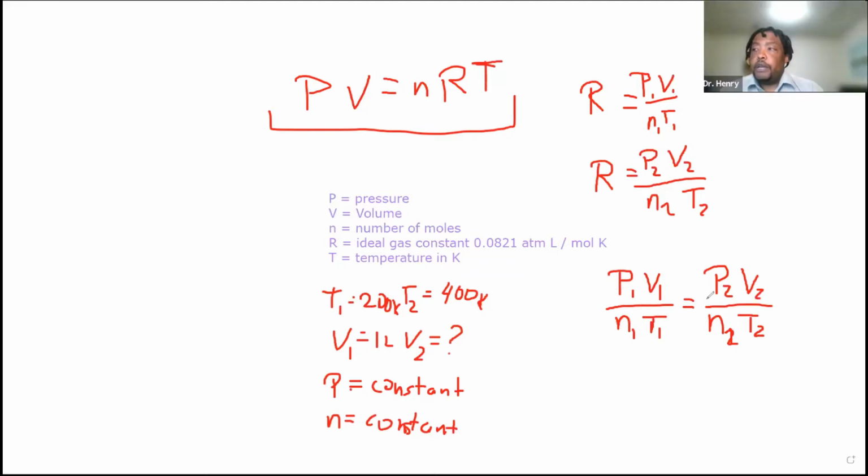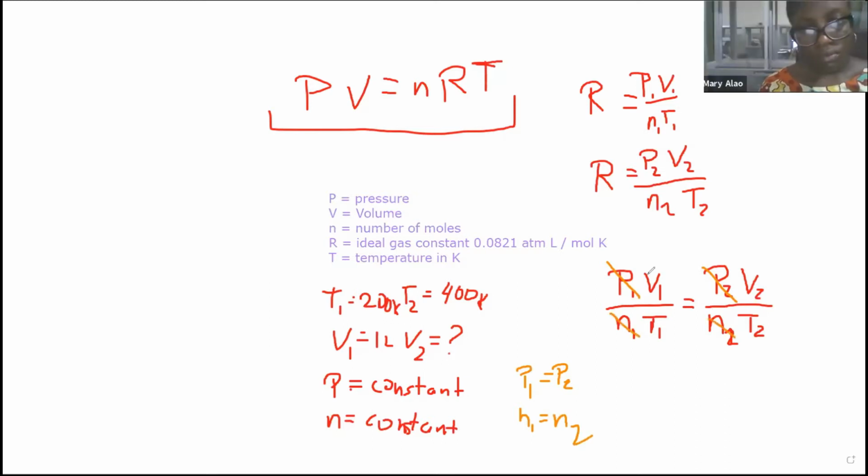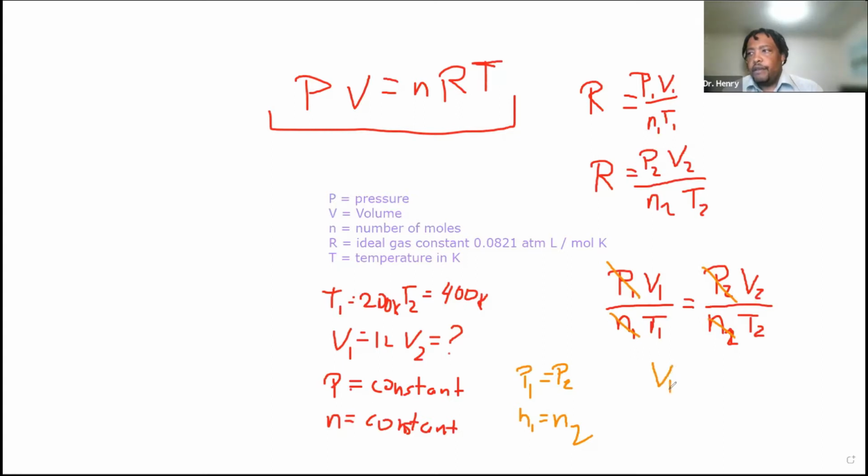If pressure is constant, I could say P1 is going to equal P2, and essentially I can just cancel them out. If the number of moles is constant, N1 equals N2, and they can also be canceled out. Then I'm just left with V1 over T1 equals V2 over T2. This is one way that you can use the ideal gas law.